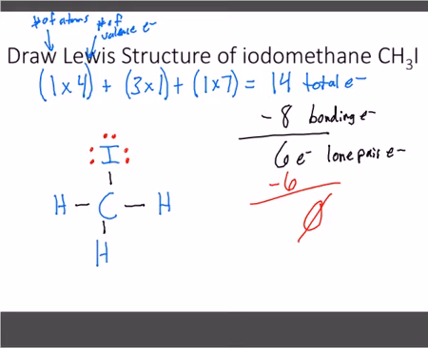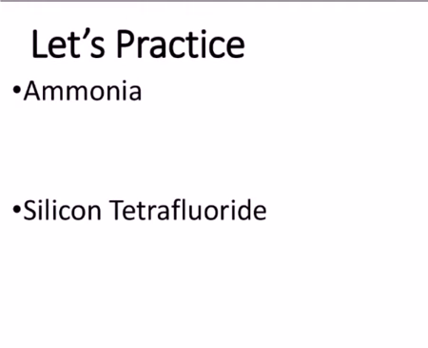So here we go. We said the hydrogens were already good. Iodine, how many does it have? 2, 4, 6, 8. Iodine's all good. Carbon, how many does it have? 2, 4, 6, 8. They're all satisfied, guys. This is our structure for iodomethane. Questions? Let's go on. Let's practice a couple more.